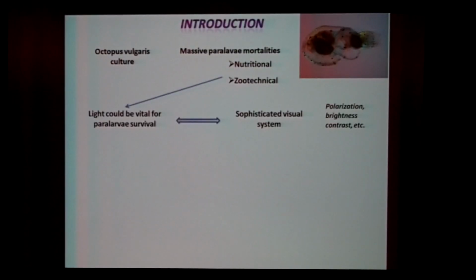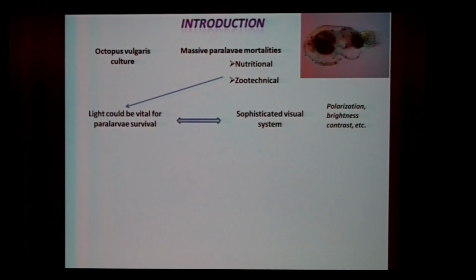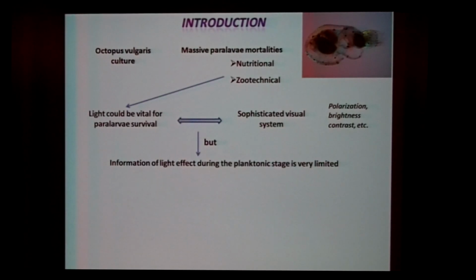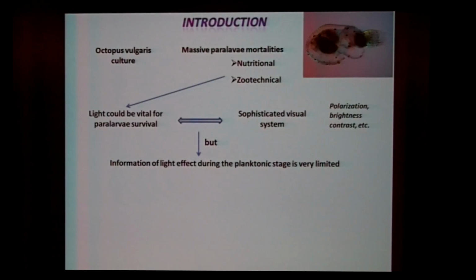Because this animal has a sophisticated visual system, they can detect polarization and richness of color, which is very complex. A previous communication has talked about this, but there is not enough information. There is very limited information about the light effect on the paralarvae.